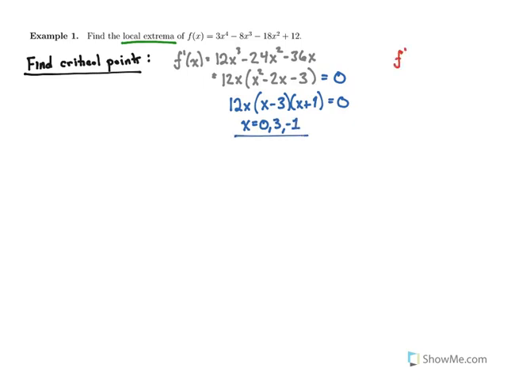Note we also need to check when the derivative does not exist, but since this is a polynomial, we don't have any points like that. We'll see an example of that later on. So we have our 3 critical points. Now we need to test the critical points.